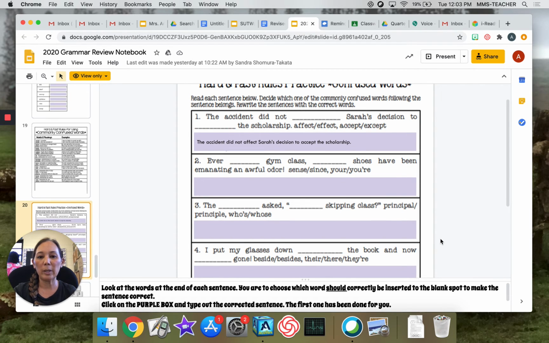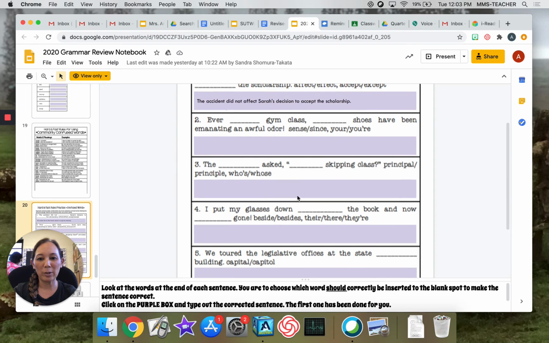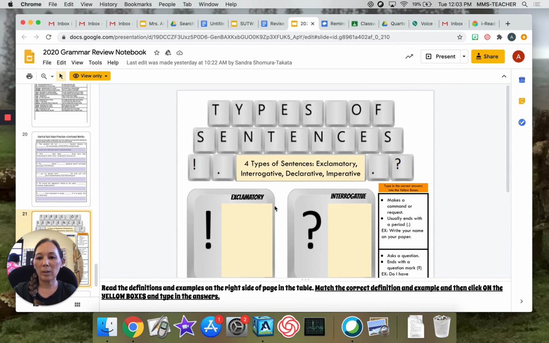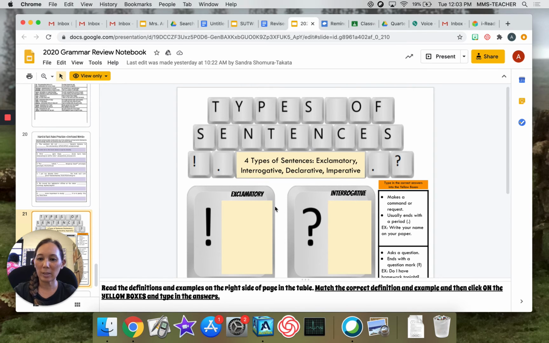For example, number one, the accident did not blank Sarah's decision to blank the scholarship. So your options are affect and effect, and accept and except. So here's the correct answer. The accident did not affect Sarah's decision to accept the scholarship. Okay, so you're going to do that for the rest of the examples there. And then we're going to talk about types of sentences next.